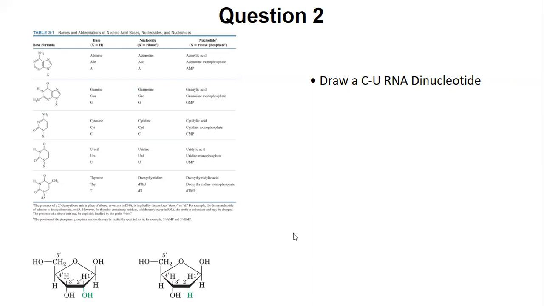So what I want you to do is just see if you can draw a CU dinucleotide, a single-stranded CU sequence. This is ribose. This is deoxyribose. So I'm going to give you a couple minutes to do some drawing for me. If you have questions, let me know. Otherwise, I'll be back with the answer in a few minutes.